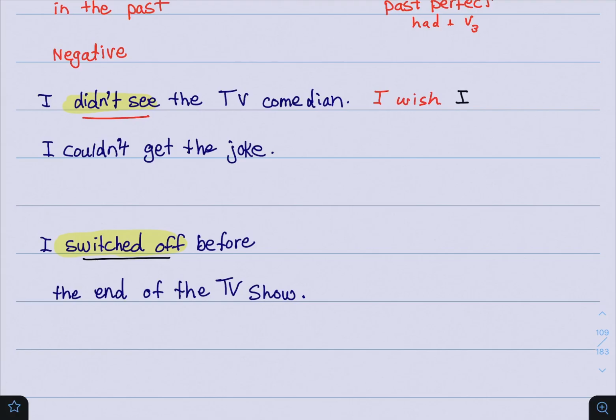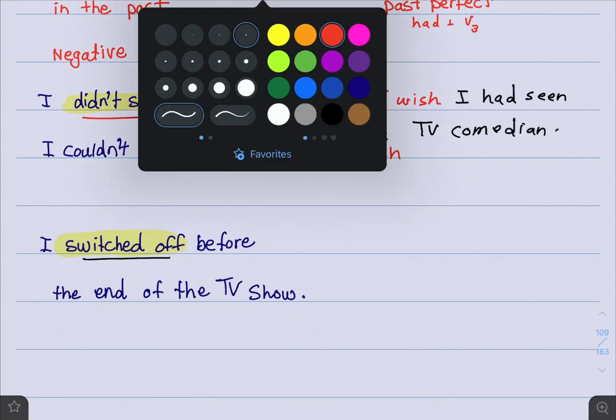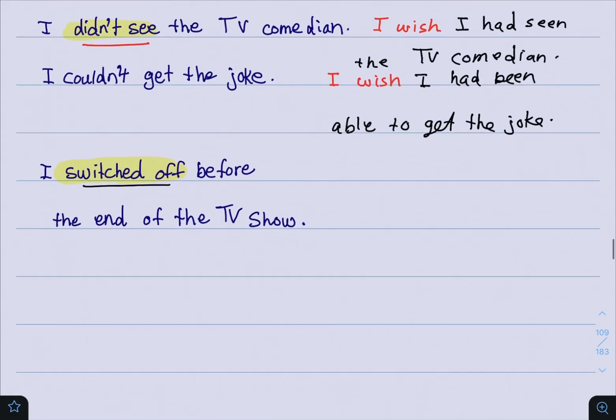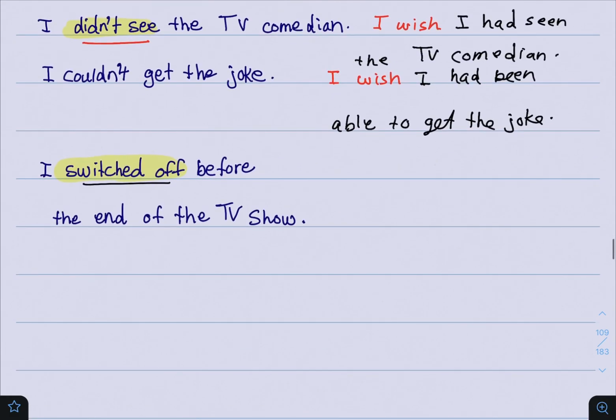طبعا I didn't see the TV comedian it will be I wish I طبعا يتحول إلى past perfect اللي هو had والتصريف الثالث للفعل. So I had seen, okay, the TV comedian, and full stop. I couldn't get the joke, so you're gonna start saying I wish. Okay, طبعا again I had been able to, for example, get the joke. And full stop.